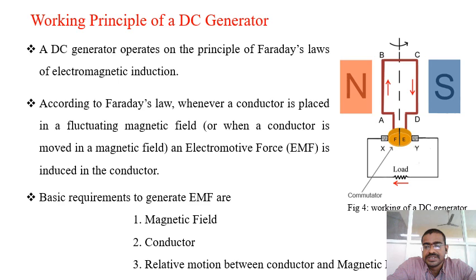By observing this, in order to generate the induced EMF, we require three things: one is the magnetic field, second is the conductor, and the third is relative motion between the conductor and the magnetic field.